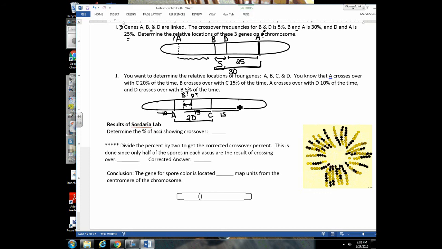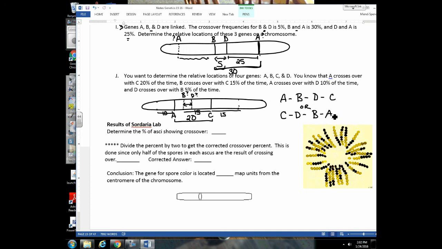So on this chromosome, I would say that the order is A, then B, then D, then C. And remember, it just depends on which end of the chromosome you start from when you're reading it. You could also say the answer is C, D, B, A. Just go backwards.